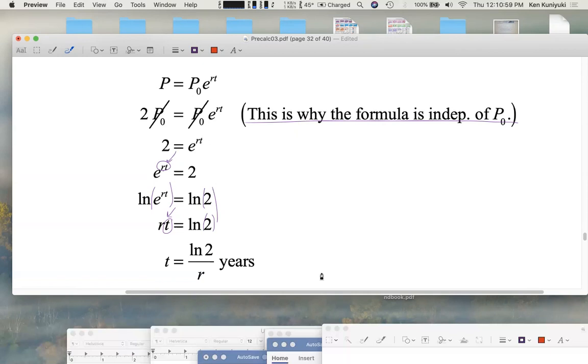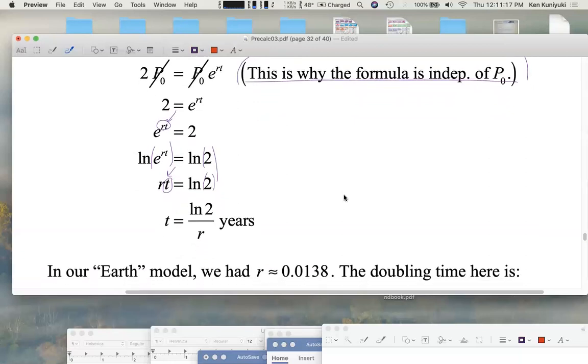It turns out to be the same amount of time. The time it takes both of your bank accounts to double is the same amount of time. The end results are different, 2 billion versus $2, but it's the same time to double, regardless of what the initial was.